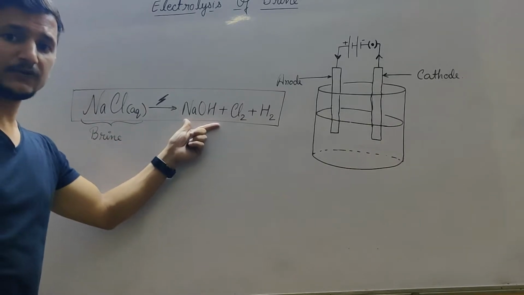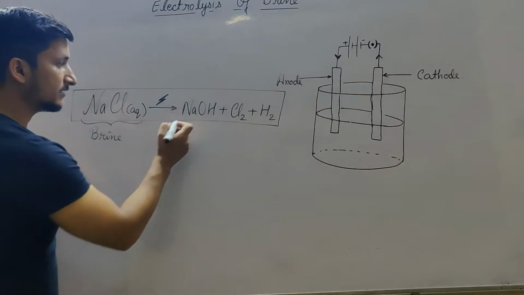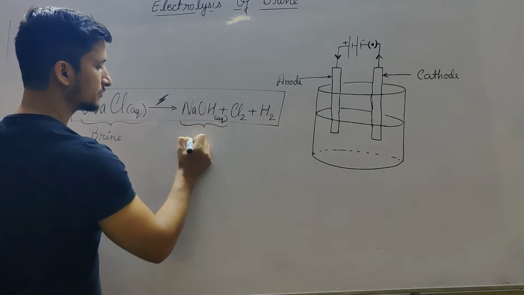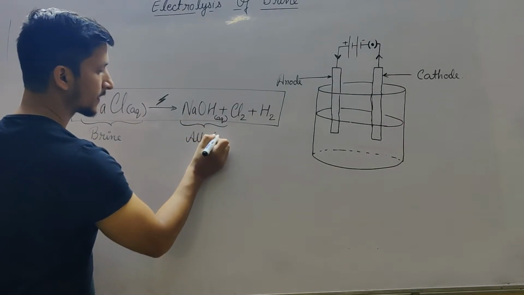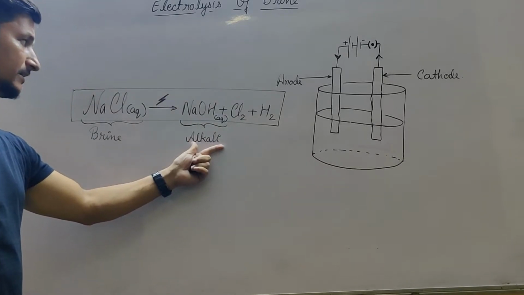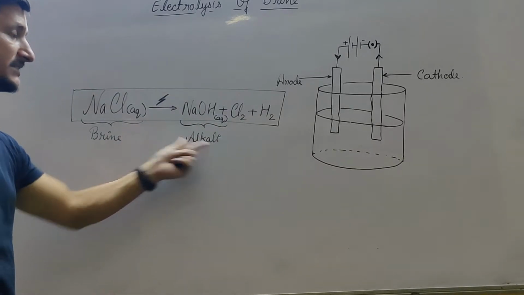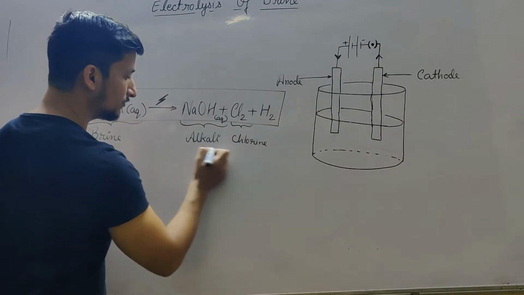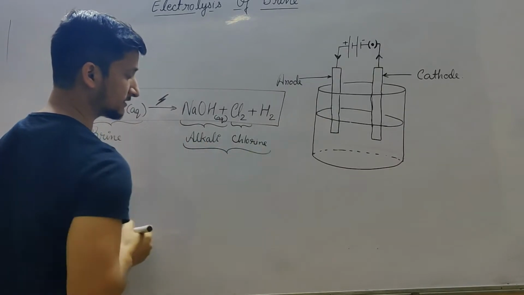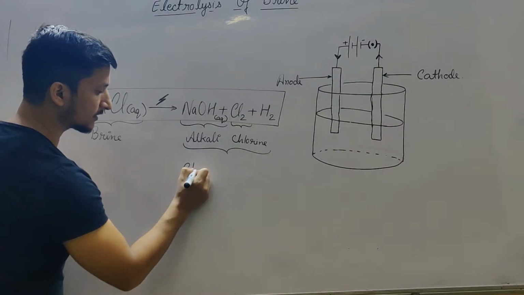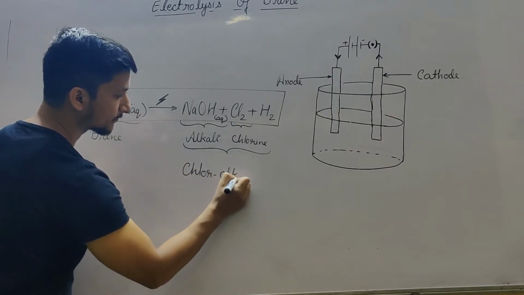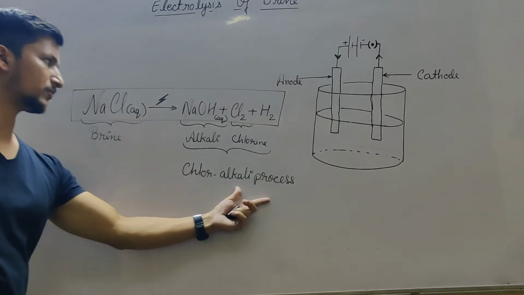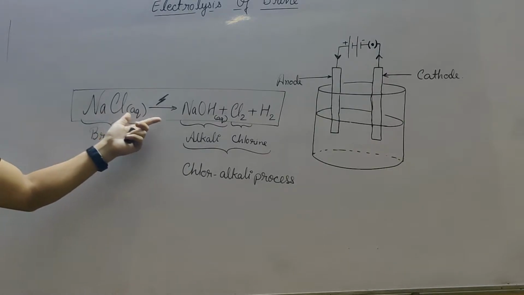Now, here NaOH, we know that it is a base and it is soluble in water, that is we will get aqueous solution of NaOH. So it is also called alkali. Water soluble bases are called alkali. So in this process an alkali is produced. Along with it chlorine gas is formed. Due to the formation of these two substances, this is also called the chlor-alkali process.